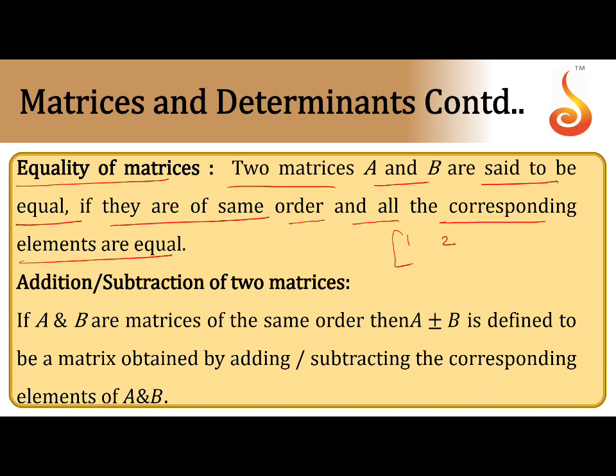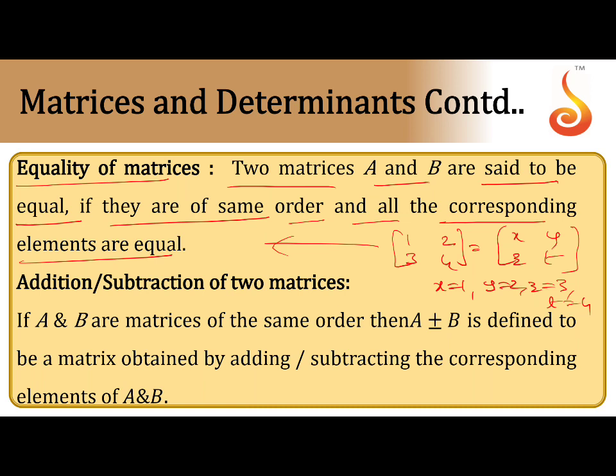For example, I will take the matrix 1 2 3 4 equal to x y z t. Now if these two are equal, it means x equals 1, y equals 2, z equals 3 and t equals 4. So that is the concept of equality of two matrices.